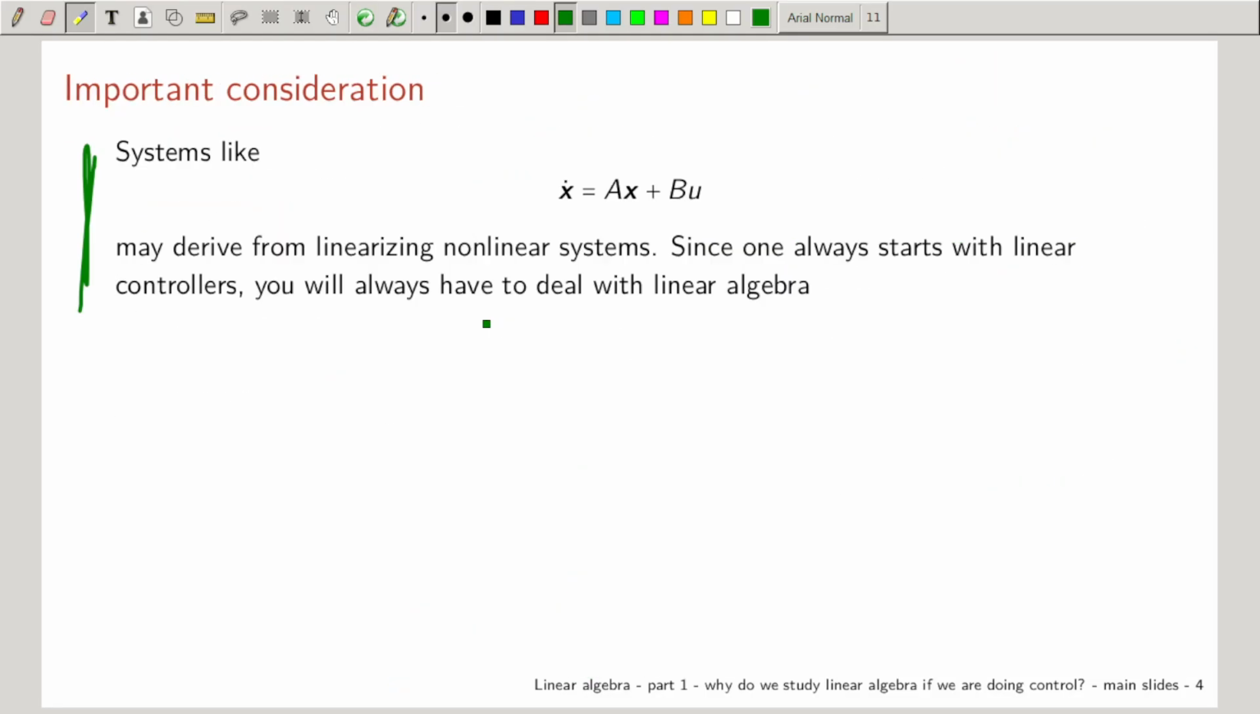So, essentially, we are going to always deal with stuff like this. Properties of this will enter into your controller. Actually, you will design your controller depending on the properties of this stuff, analyze the properties of this and this, linear algebra. You have to know.